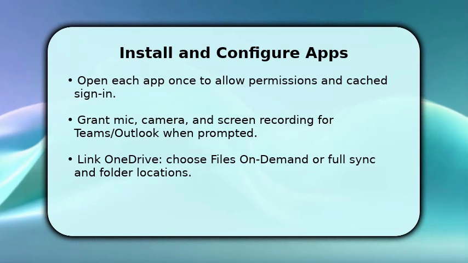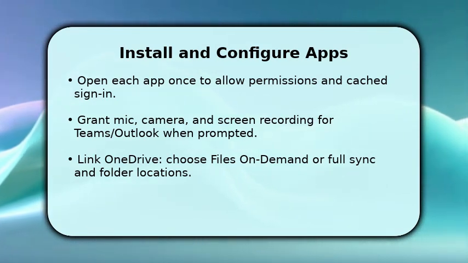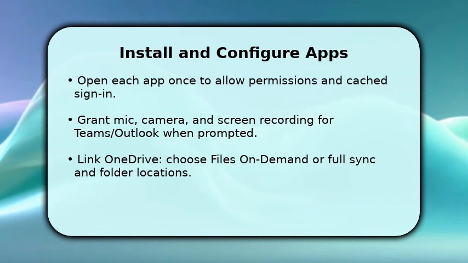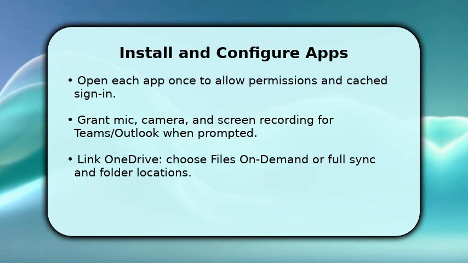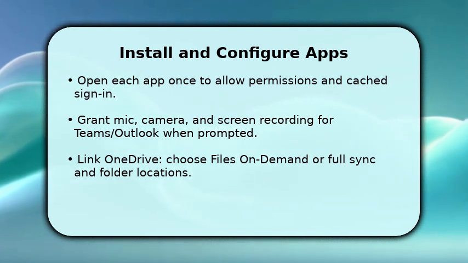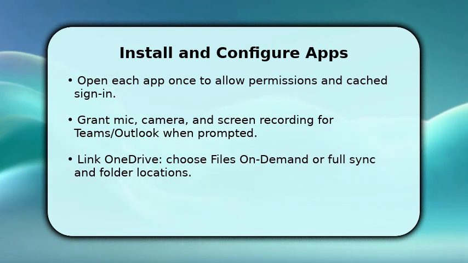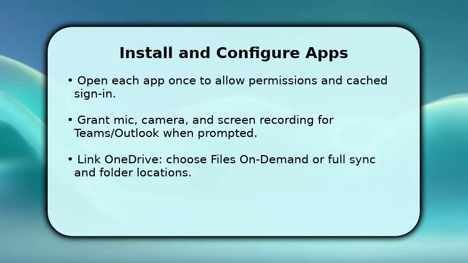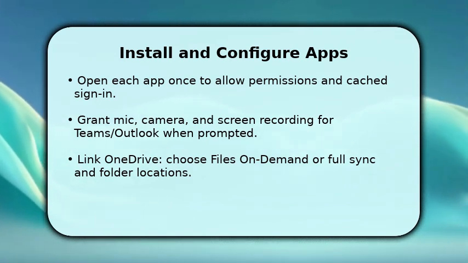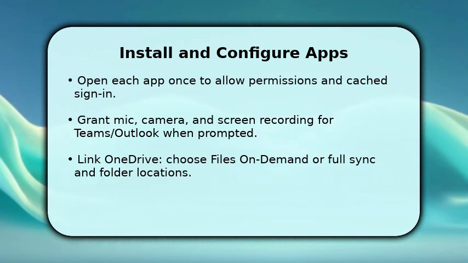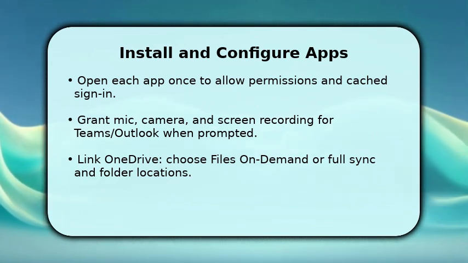Next, install and configure each Microsoft app on your Mac. Launch Word, Excel, and Teams one at a time so macOS prompts for permissions. Grant microphone, camera, and screen recording to Teams for calls. Sign into each app using the same Microsoft account so licenses sync and templates appear. For file access, connect OneDrive and decide between files on demand or full folder sync to manage disk space. Choose preferred documents and desktop sync if desired. These steps ensure apps run smoothly and your files stay accessible.